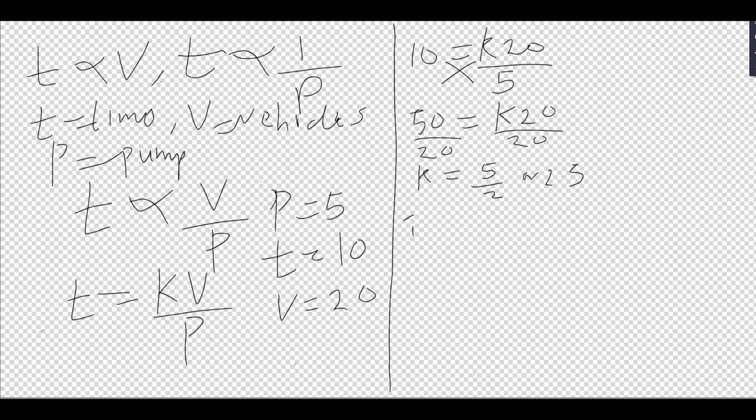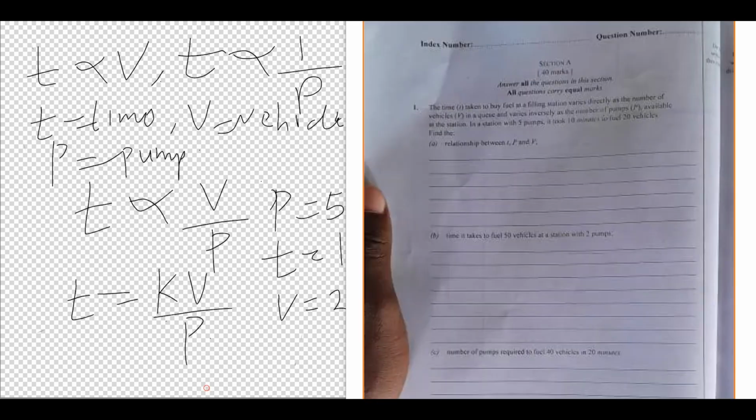So we can bring it back into the equation. I'm sure the first question would definitely be to generate the equation of the relation. So we'll put it in here: T equals 5V all over 2P. This will likely be the first question in most of these questions, the relationship between T, P, and V.